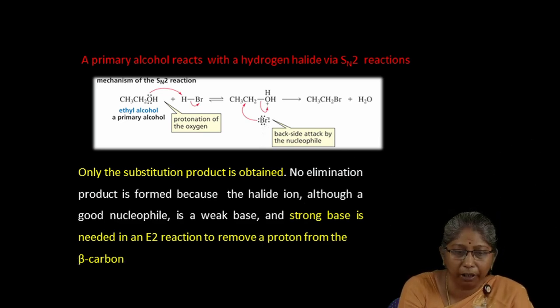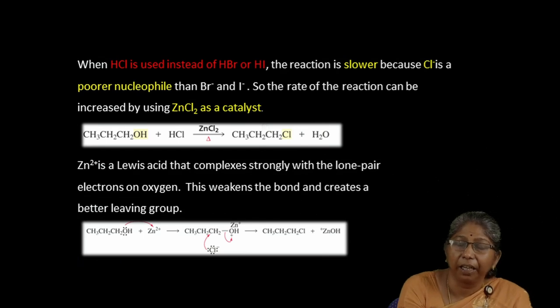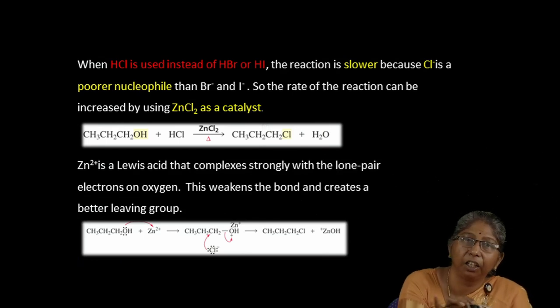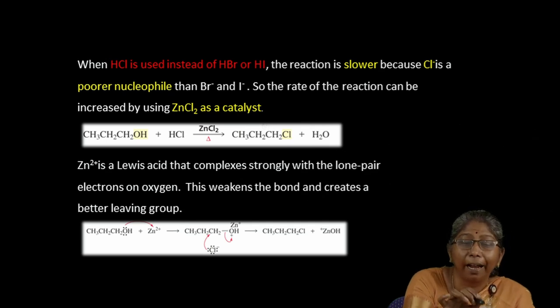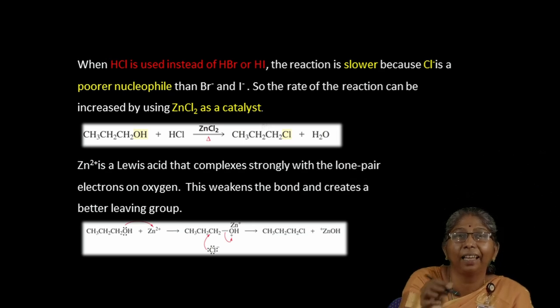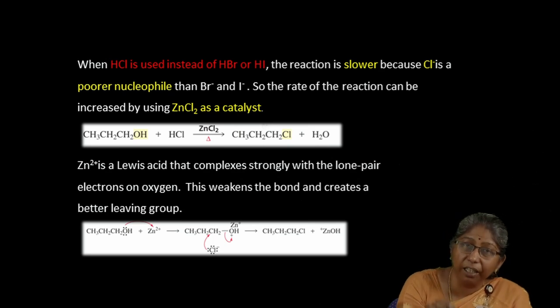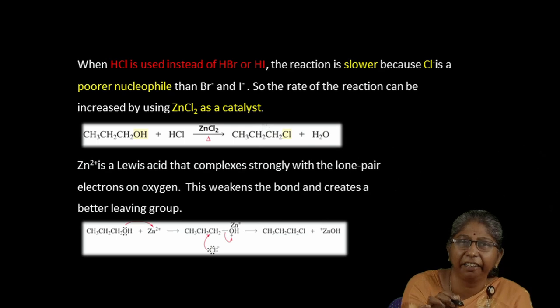Okay, now we'll move to the next category. Till now we have seen HBr and HI. In the case of HCl, the reaction becomes slower, because Cl minus is a poorer nucleophile than the bromide ion and the iodide ion. So the reaction takes place very slowly, and in order to increase the rate of the reaction, we add a catalyst, that is, zinc chloride.